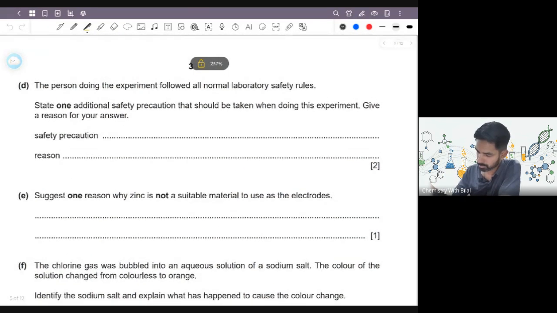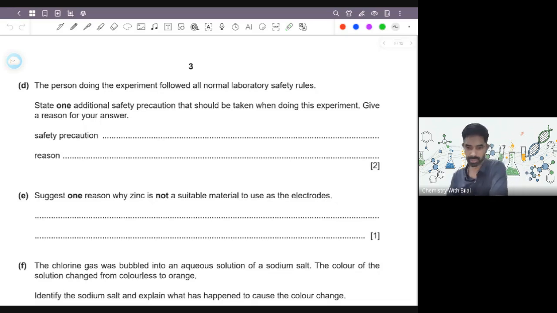If you read the statement of each question and use your knowledge, the brain is saturated with chemistry, physics, maths, and different subjects. The person doing the experiment followed all normal laboratory safety rules: wearing goggles, lab coat, and gloves. Whenever you're using any corrosive material, use gloves resistant to corrosion. Whenever there is any toxic gas, use goggles. Anything that can splash, use a proper lab coat.